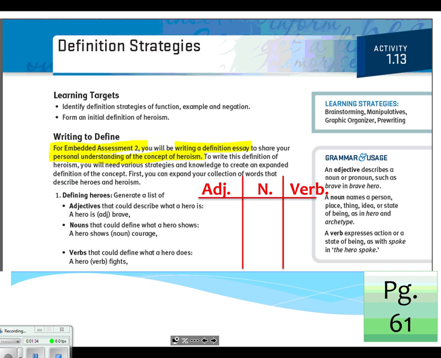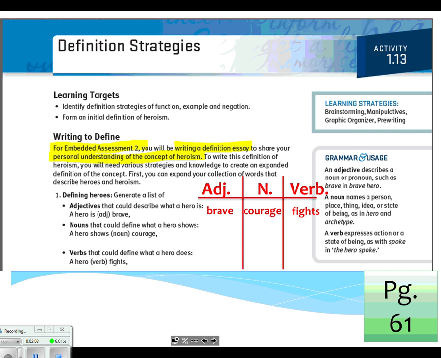So step one is asking you to come up with as many adjectives, nouns, and verbs to help define a hero. They give us an example of an adjective that could describe a hero as brave. So we go ahead and put that into the chart since they provided that for us. They give us a noun that defines what a hero shows, and Springboard says, well, heroes show courage. And then a verb, an action that a hero does, well, they do physically fight. Some of them do. Some of them fight with words to set their point.